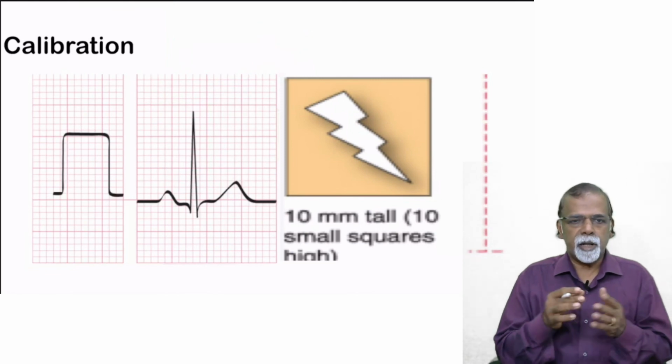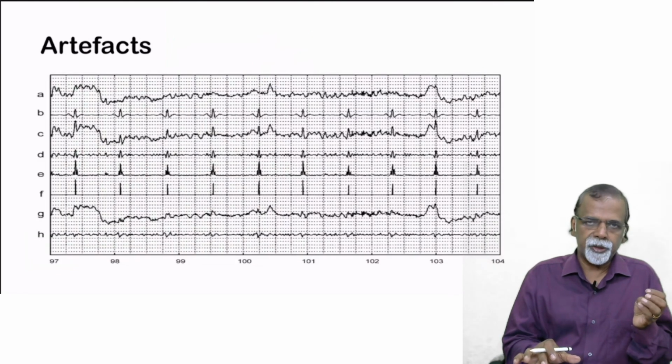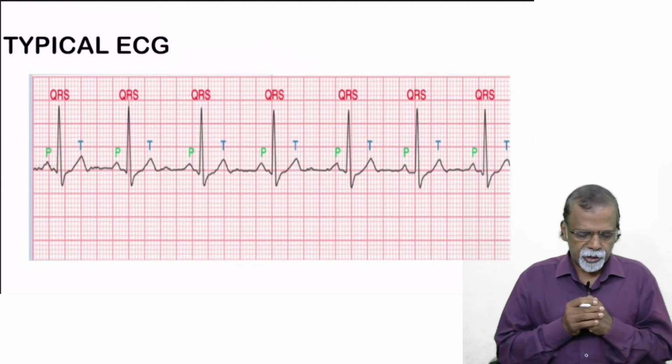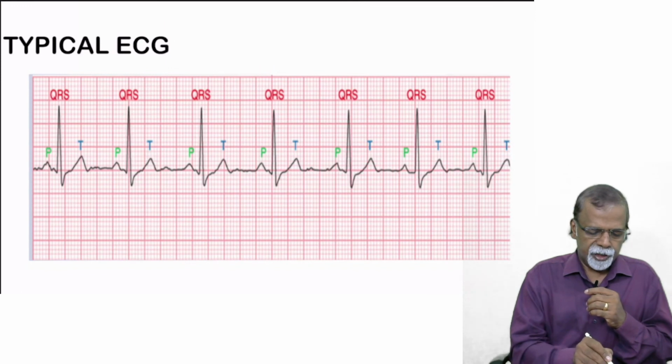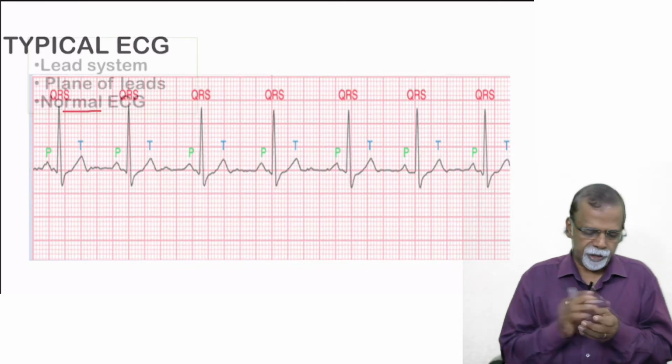Sometimes you may get some artifacts. This will be discussed in detail when we discuss the normal ECG. So when you are recording, this is the typical electrocardiogram. You can see the P wave, the QRS complex, and the T wave, and they are coming regularly. Each QRS complex is preceded by a P wave.